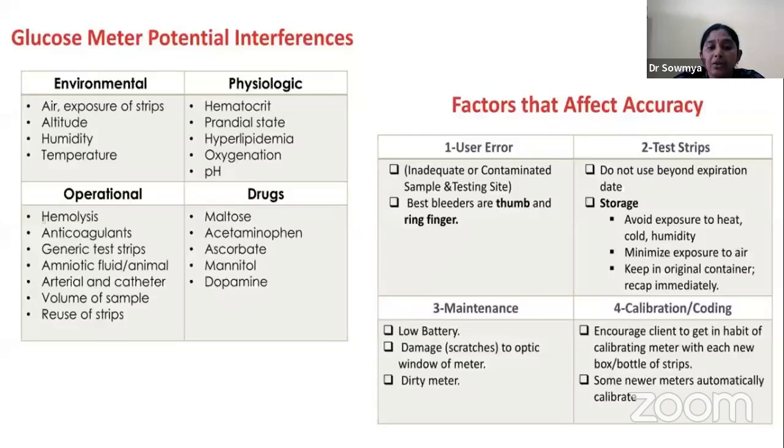If there is any damage to the optic window of the meter, or if the meter itself is dirty, all these cause inaccuracy. So we have to encourage the client for proper calibration also. Some of the glucometers are automatically calibrated. If they're not automatically calibrated, whoever is using the meter should be in the habit of calibrating it with each new box or each new bottle of the strips.